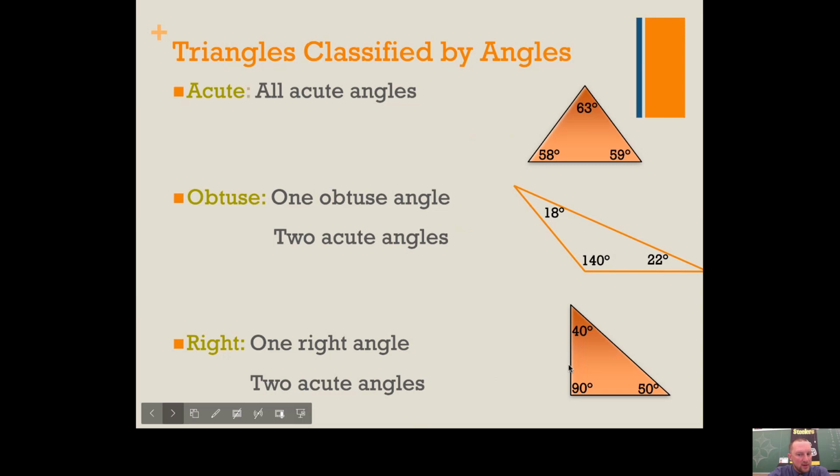Same concept with a right triangle. One angle must be 90 degrees for it to be a right triangle. The other 2 must be acute. 180 degrees total.